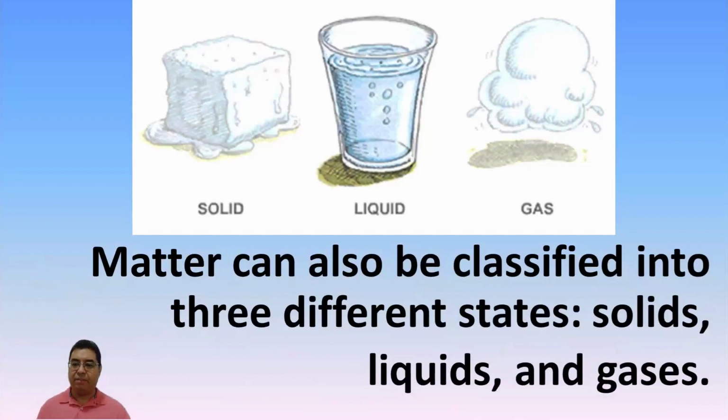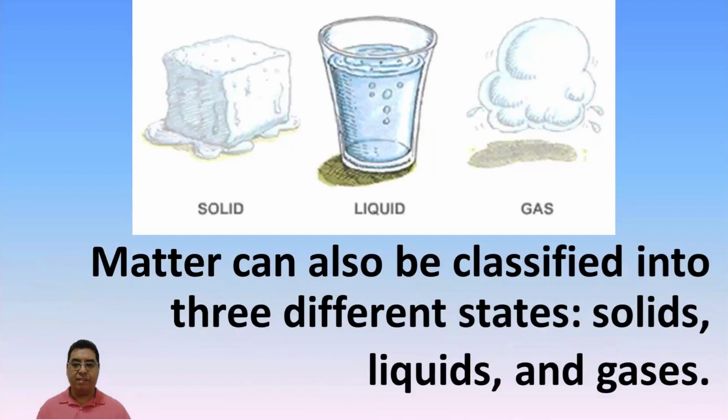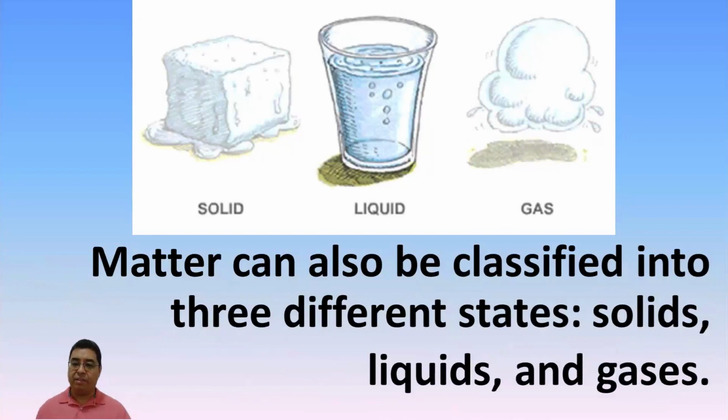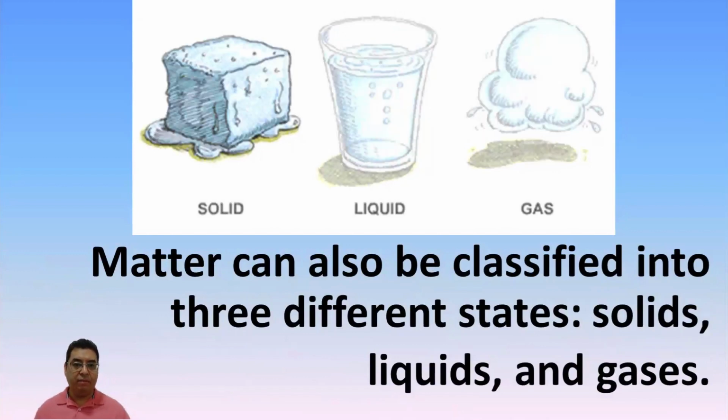Matter can also be classified into three different states: solids, liquids, and gases. And I have a couple of videos talking about these and another state of matter which isn't talked about as much, and I'll leave links in the description down below.